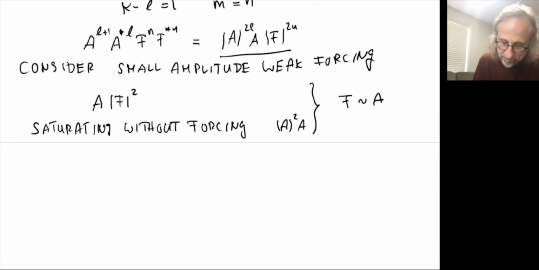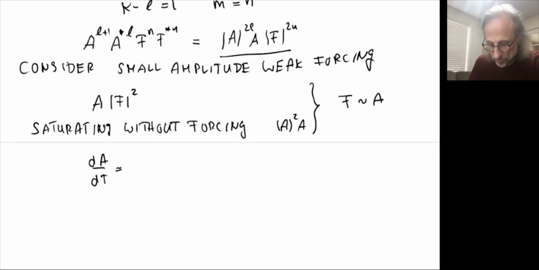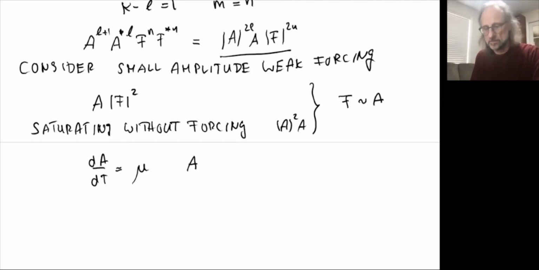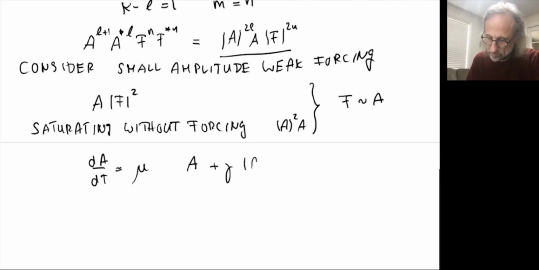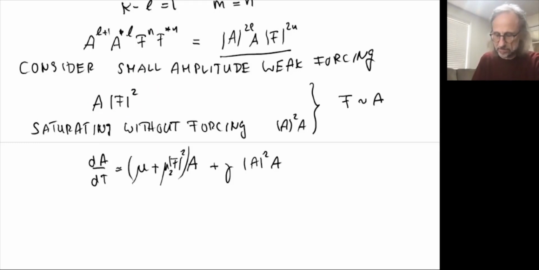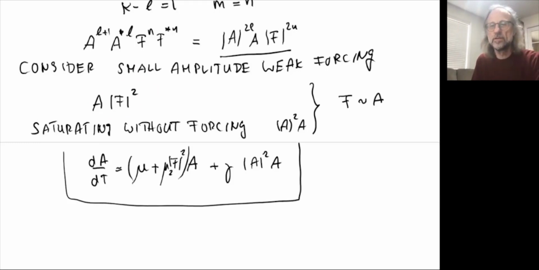We get dA by dt is equal to, well, there's a term from just the Hopf bifurcation, a linear term. And there's a term from absolute value of A squared times A. And now the new term here, where is it? Our new term that can be put in here with, I guess there could be a coefficient, let me call it mu2, f absolute value squared, like that. So that's the equation we get to leading order for weak forcing and small amplitude.